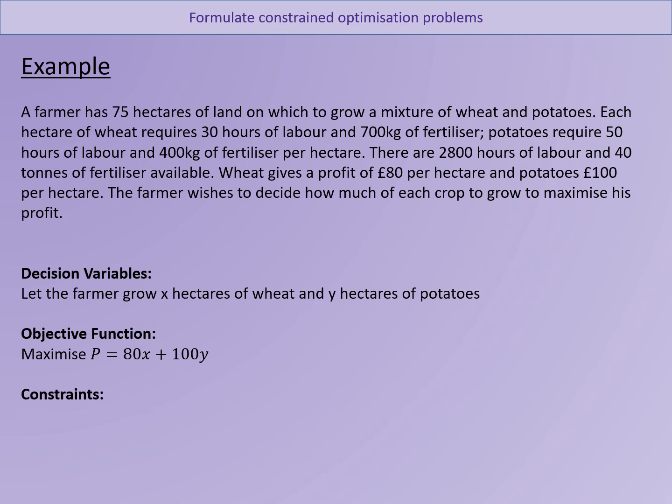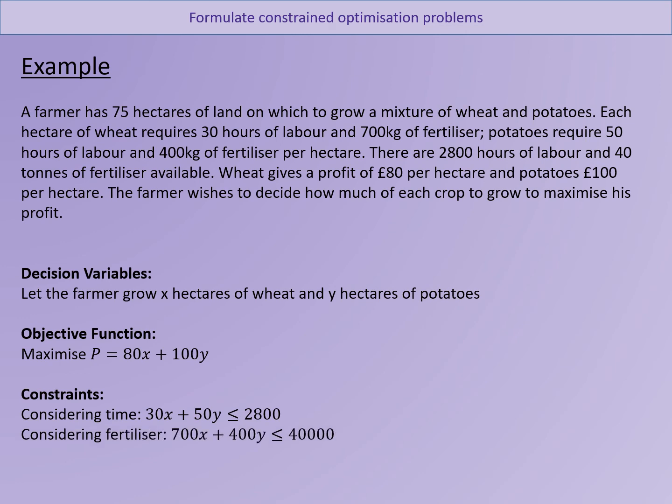The constraints we should have got. Considering the time constraints, we arrive at 30x plus 50y is less than or equal to 2,800. Considering the amount of fertiliser available, we find that 700x plus 400y is less than or equal to 40,000. Note here that we've had to convert the number of tonnes of fertiliser into kilograms because the amount of fertiliser given earlier in the question is in kilograms, so the units do need to match. We also have the trivial constraints that x and y both need to be greater than or equal to 0.